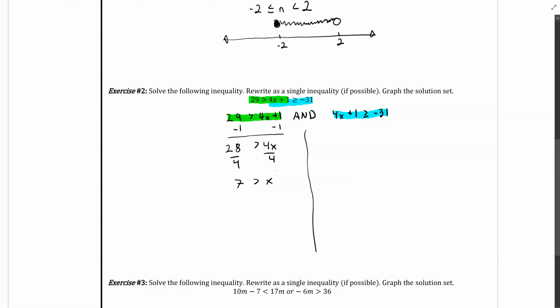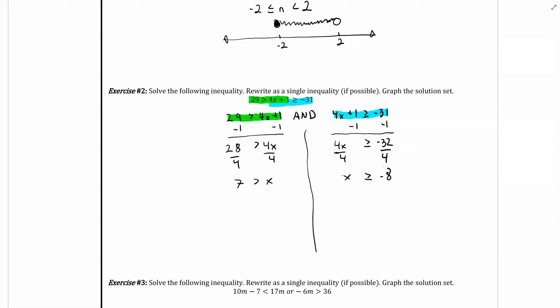Okay, that takes care of the part in green. Now for the part in blue. The work's going to be really similar. We'll subtract 1 from both sides. This gives us 4x is greater than or equal to negative 32. Now we'll divide both sides by 4, which gives us x is greater than or equal to negative 8.